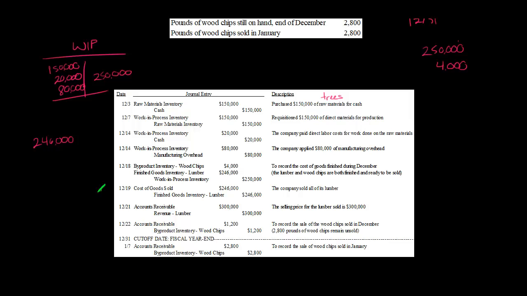Well, remember, when we made the byproduct, we reduced the manufacturing cost of the lumber. So this is $246,000 instead of $250,000. And so when we sold the lumber, our main product, when we credited the finished goods for $246,000, we debited cost of goods sold for $246,000 instead of $250,000. So basically, the production method is reducing the manufacturing cost. And how does that affect the income statement? Because the manufacturing costs ultimately flow through the income statement and are expensed through cost of goods sold.